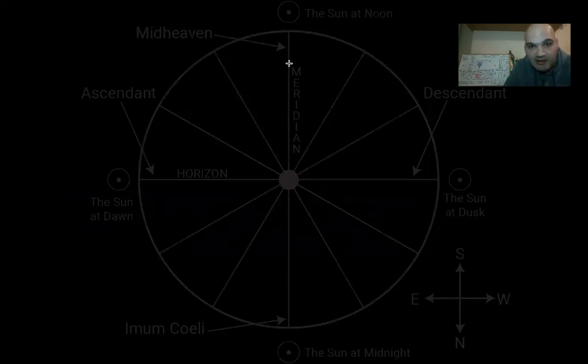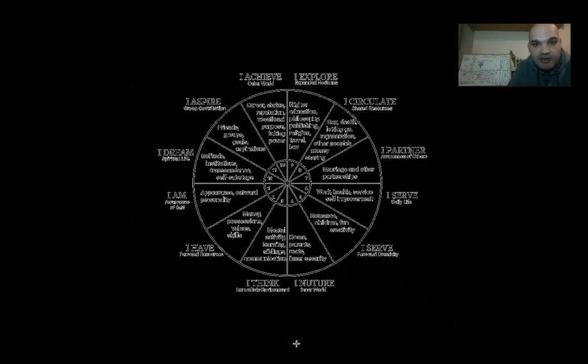So yeah, this is the birth chart. As you can see, the sun, we explained, rises from the east and sets here in the west. This is midday and this is midnight. So that's just a little recap of what we did last week.